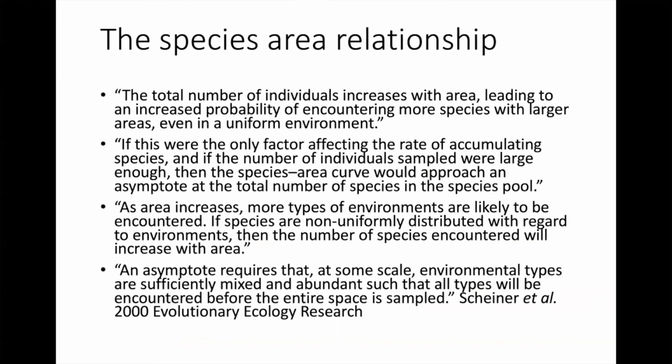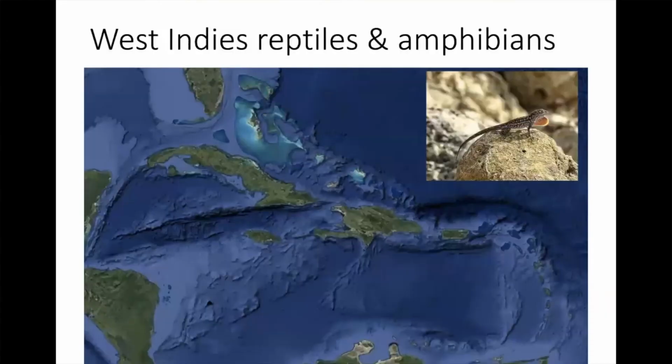So what might be a homogeneous habitat on one scale of meters, if you zoom out so you're seeing kilometers, there might be patchiness there. So as the area increases, the more you can detect heterogeneity and the more types of environments you're likely to sample or encounter. And because species are not uniformly distributed across those environments, the number of species that you see will increase with area. And here's a couple examples of that.